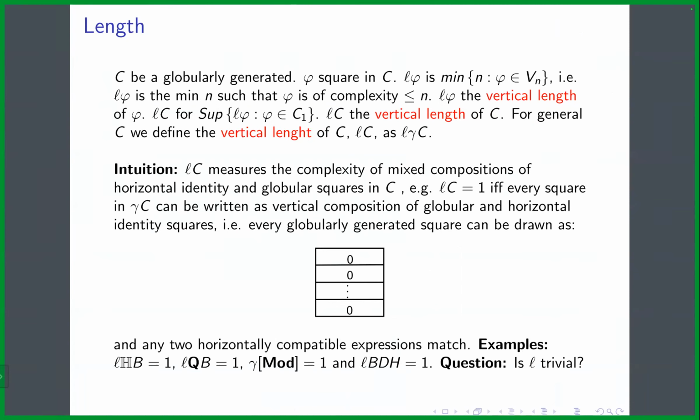Examples of double categories of length 1 are, for example, the vertically trivial double category associated to a 2-category. The double category of quintets of a 2-category again has length 1. Bracketed Mod has length 1. BDH has length 1, and many other double categories that we know have length 1. So the question is: is this length invariant trivial?